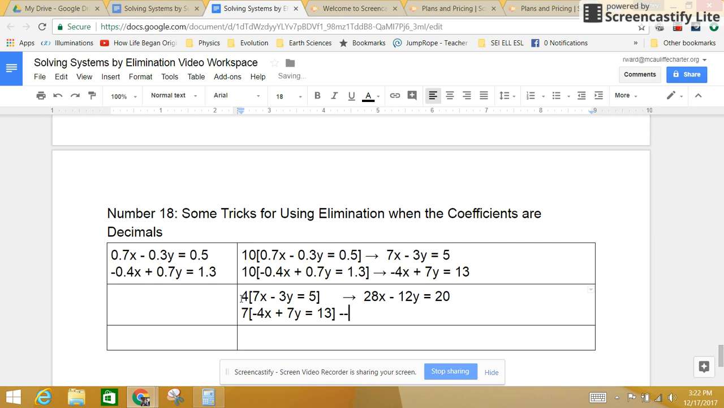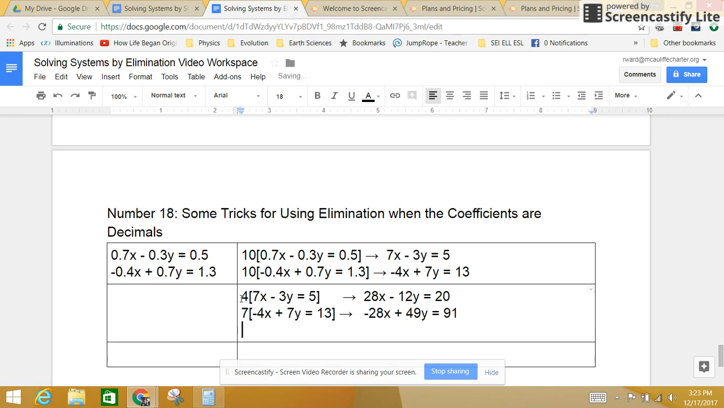And the bottom one becomes negative 28x, so I have an opposite term, plus 49y equals, well, 13 times 7 is 91. Okay, now let's add them. So we add them together. The x's go away because they're opposites, and that equals 0 when you add it. And negative 12y plus 49y equals 37y, and 20 plus 91 equals 111.